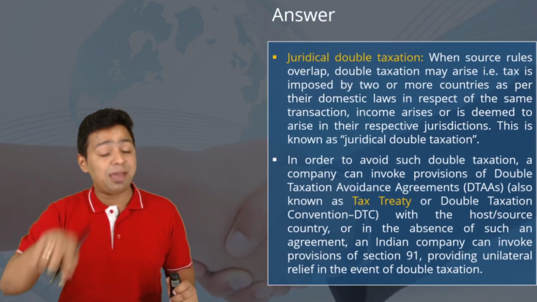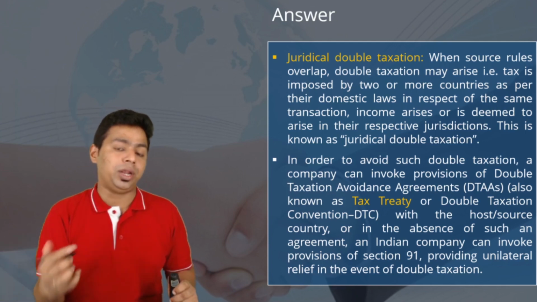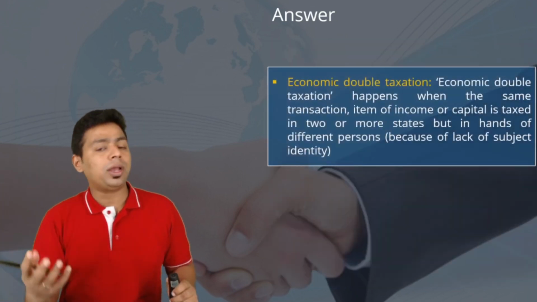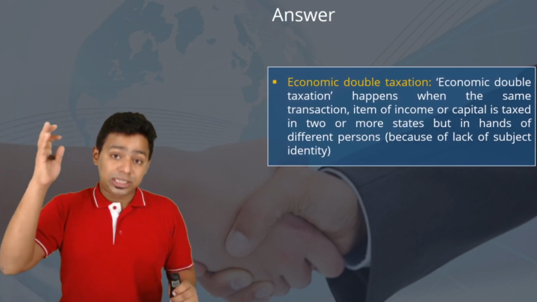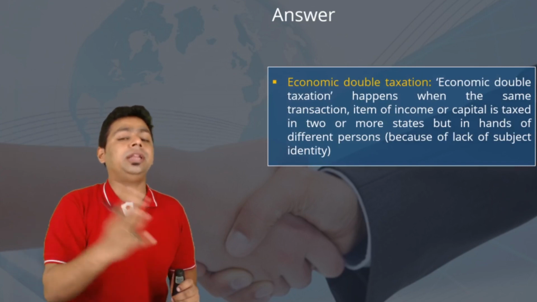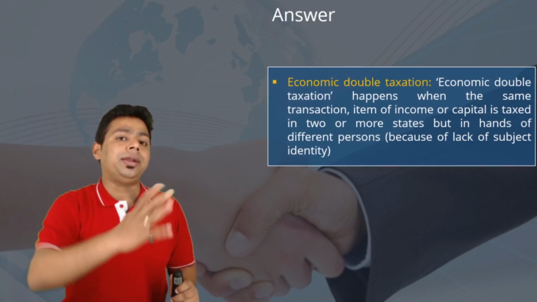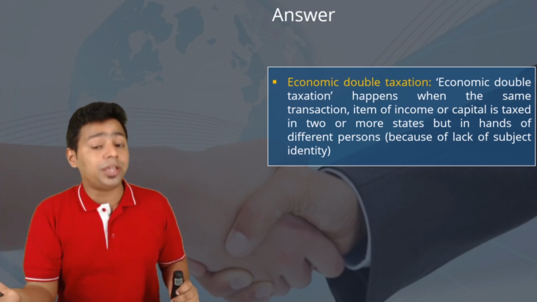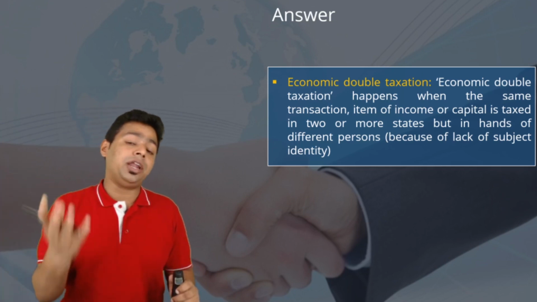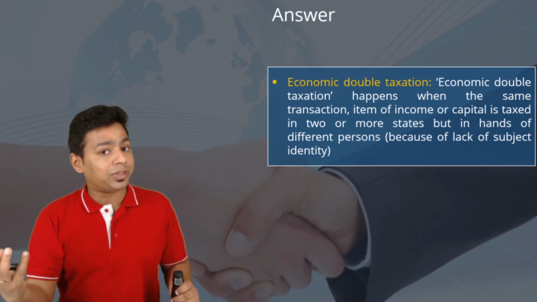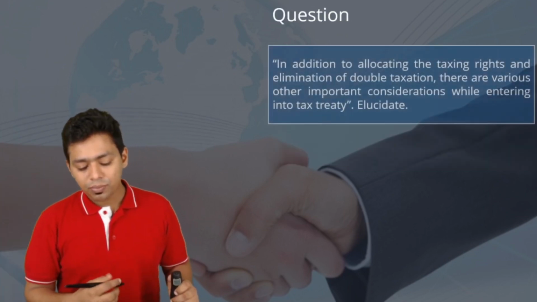Juridical double taxation means the same income is taxed in both countries, one in the residence country and another in the source country. And economic double taxation means the same transaction is taxed in the hands of different persons in different countries. Maybe in one country it is taxable in the holding company's hands, and in another country it is taxable in the subsidiary company's hands. It may also happen that in one country it is taxable in the husband's hands, and in another country in the wife's hands. Okay, that is possible.